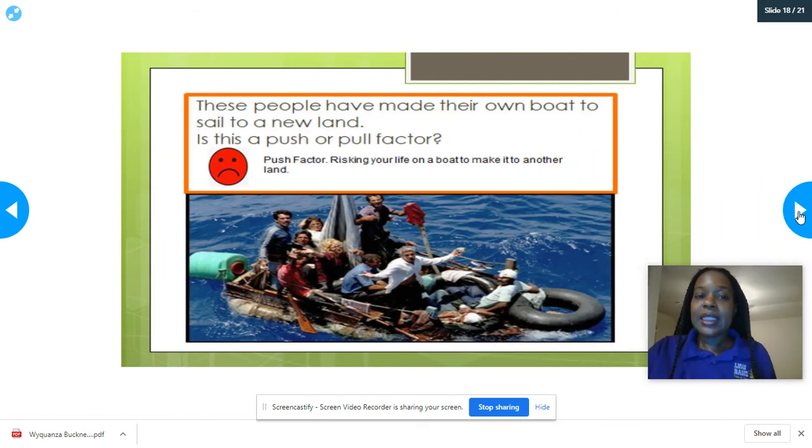Let's look at this. These people have made their own boat to sail to a new land. Is that a push factor or a pull factor? All right, for me, that is a push factor because these people are risking their lives on this makeshift boat so that they can go to a new country. So they are pushed out of that land to go to a new land. It is a push factor.